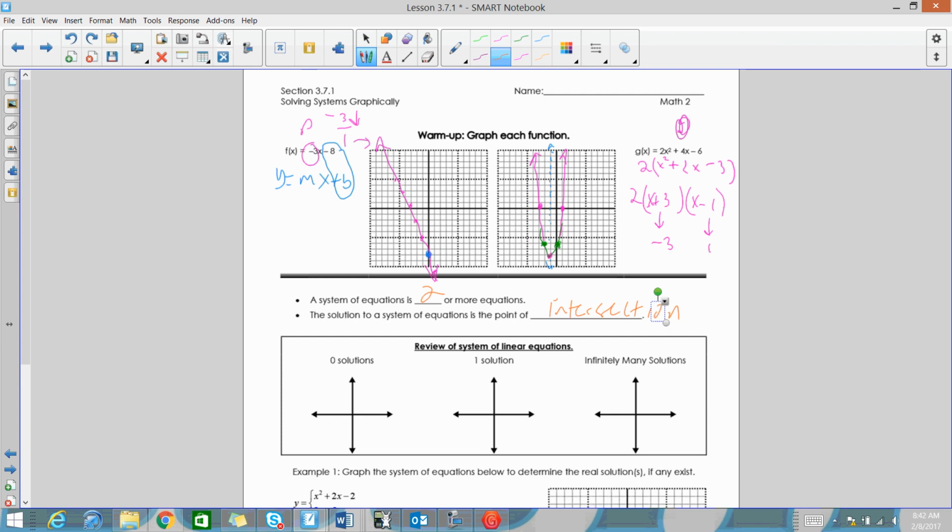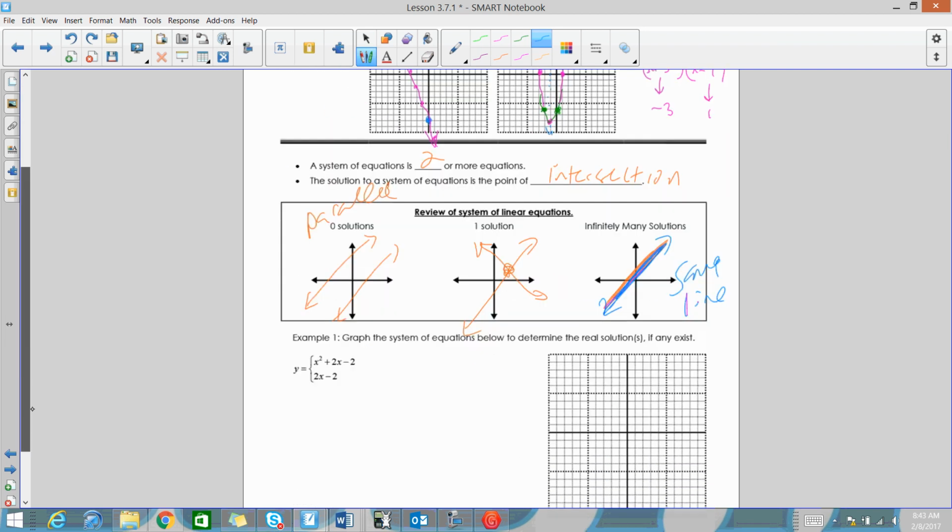So let's review what a system of linear equations looks like. To have no solutions, that means your lines don't touch, which means your lines are parallel. One solution is like what we did in our example right there. Here is your one solution. And infinitely many, now this is a fun one. This is when you have one line and then the exact same line literally graphed right on top of it. Infinitely many, it's the same line.